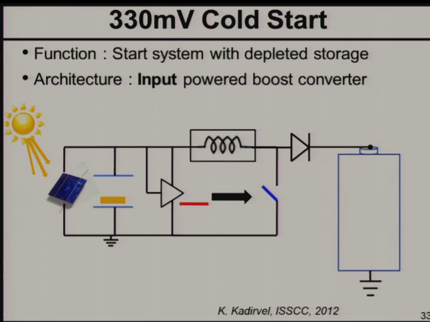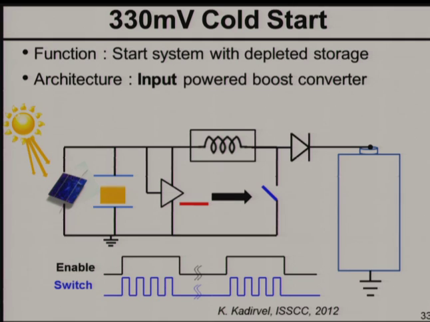Let us now look at cold start in this IC. When you apply an input voltage of about 330 millivolts, the IC can kickstart itself from the input, even when there's no energy available in the storage medium. How it does that, this is just a cartoon. Basically, when the input light impinges on the solar cell and the input voltage ramps up enough, it crosses the 330 millivolt threshold, there's an internal POR circuit, a power on reset circuit, that detects that, and then it keeps turning the switch on and off, and that just charges up the storage medium.